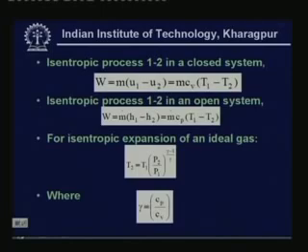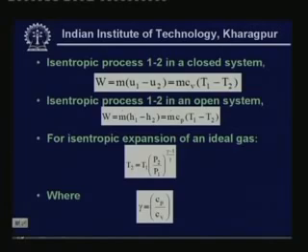So, since W is positive, U1 is greater than U2, so obviously T1 will be greater than T2. This is a typical equation for an isentropic process of a closed system. Of course, you can derive this very easily by applying the first law of thermodynamics to a closed system. Heat transfer rate is 0, so work transfer rate is equal to change in the internal energy.